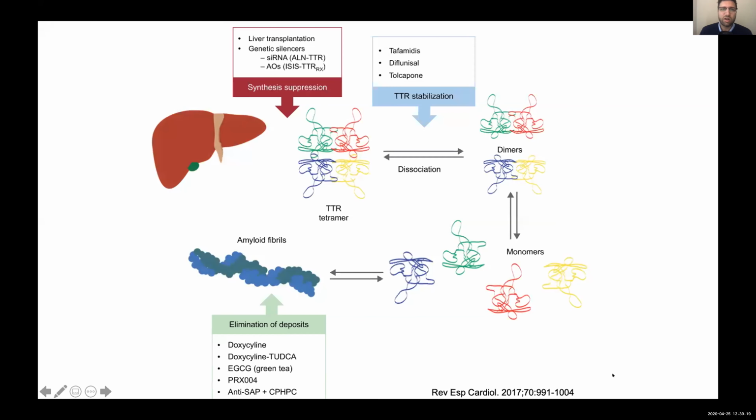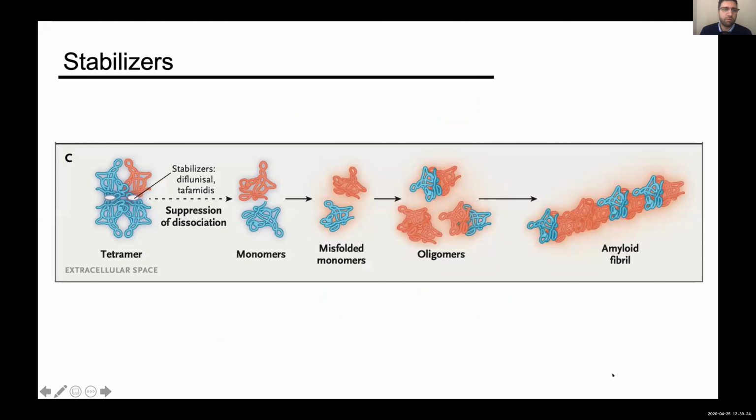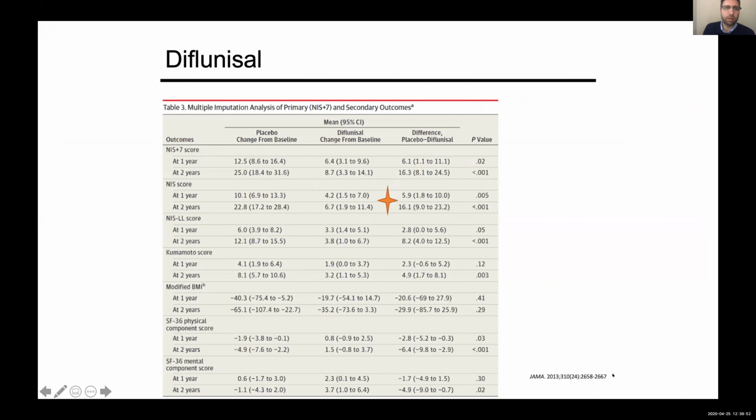The next drugs are the drugs that work on stabilizing the TTR. So diflunisal, which is a non-steroidal anti-inflammatory drug, and tafamidis, which works in a similar fashion, attach to the TTR protein and make it stable. This way you have less dissociation and misfolding and amyloid deposition. So it is after the TTR has already left the liver and is in the blood that these drugs are working on it. And these drugs work as well.